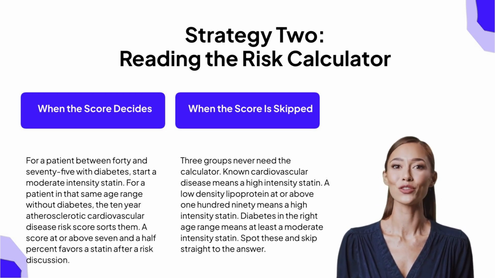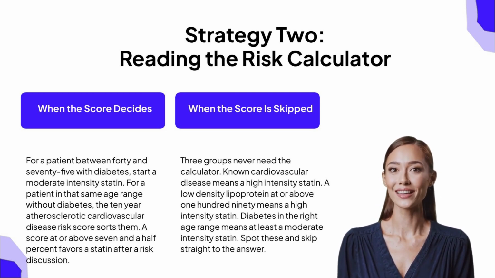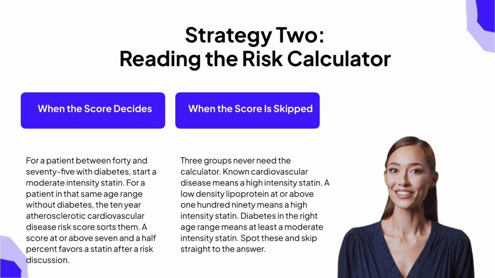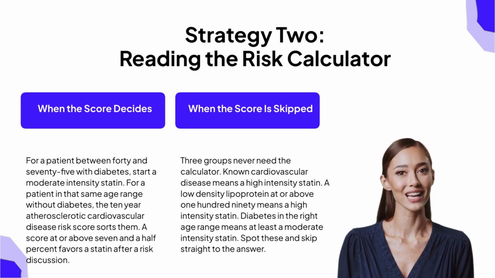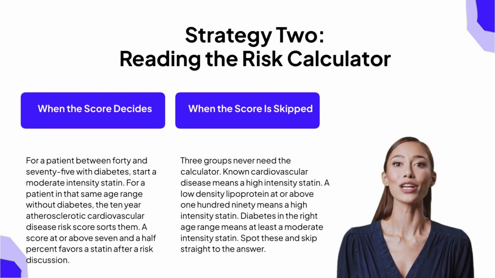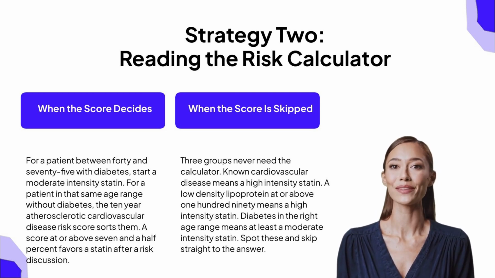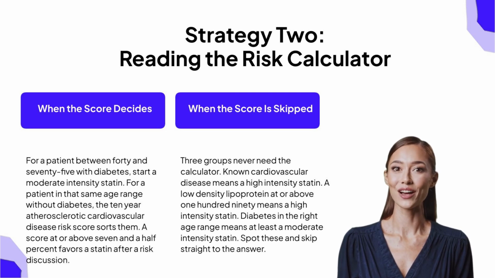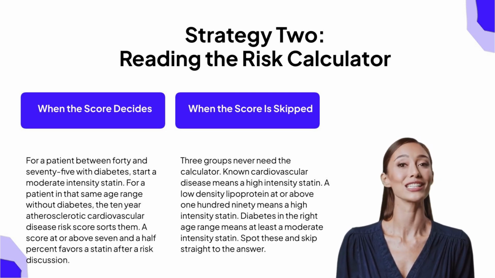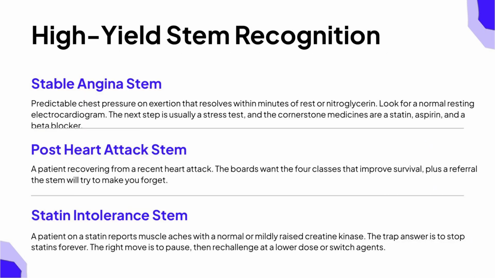Now memorize the three groups where you skip the calculator entirely: known cardiovascular disease, a low-density lipoprotein at or above 190, and diabetes in the right age range. If you spot any of those, do not waste time on the score. Go straight to the statin answer. Now let us go through high-yield stem recognition so the patterns jump out at you.